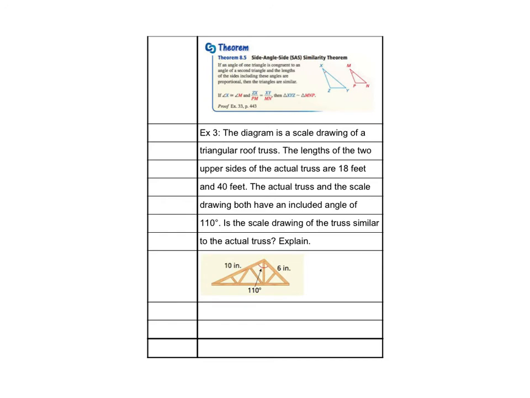Okay. Almost done here. So the side-angle-side theorem is very similar to when we were talking about congruency, except it says if an angle of one triangle is congruent to an angle of a second triangle and the lengths of the sides including these angles are proportional. So we're not talking about congruency, we're talking about proportionality. Then these triangles will be similar triangles. So let's go ahead and look at this example to explain that a little bit better.